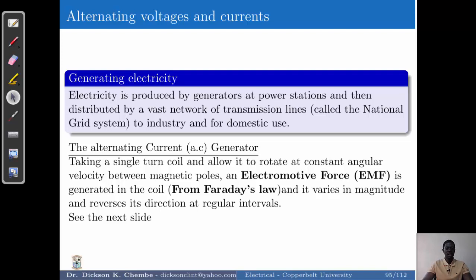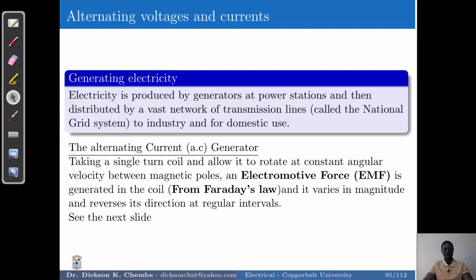To understand what happens, we follow the principle of electromagnetic induction. The alternating current generator is a good example that we can look at to find out how the EMF, or electromotive force, is generated in a coil. Here we follow the principle of Faraday's law, which says that a current is induced in a conductor which is exposed to a changing magnetic field.